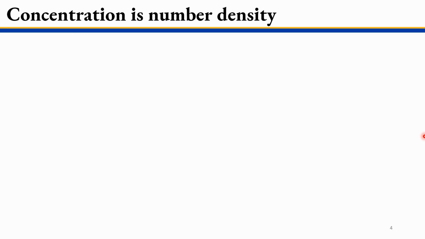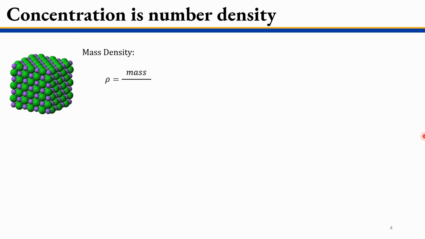Concentration is number density. The mass density of a substance is given by density equals mass over volume, where the units are kilograms per meter cubed. The mass density tells you how packed these molecules are to each other. Something with a high density means that these molecules are really packed close together.